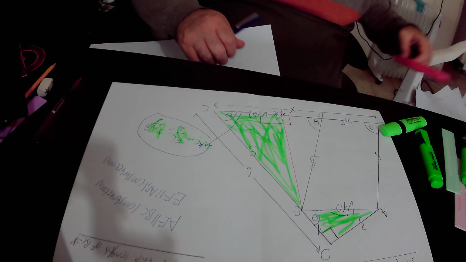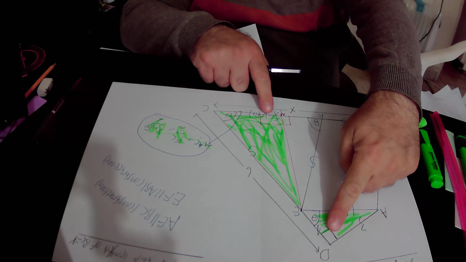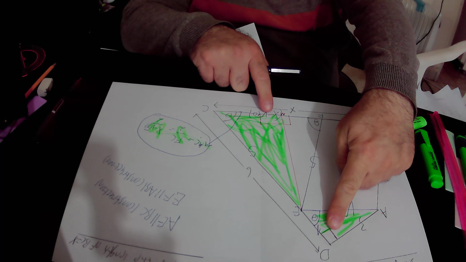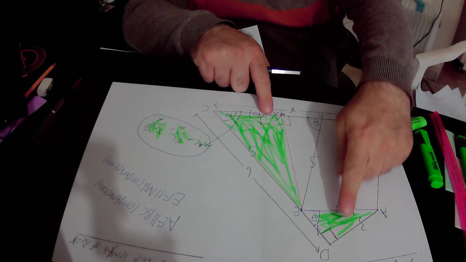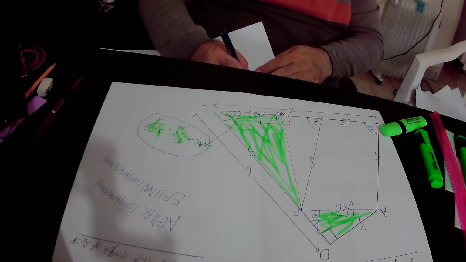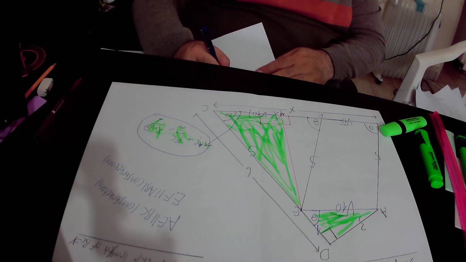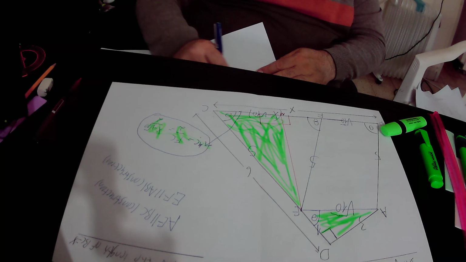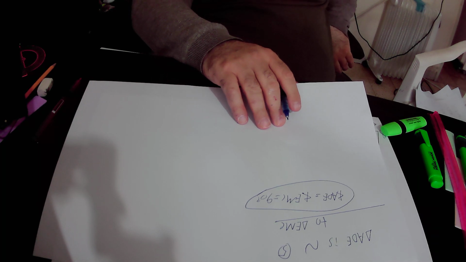First of all, those two angles are both equal to 90 degrees, therefore they are equal to each other. So angle ADE of triangle ADE equals angle EMC. They are both equal to 90 degrees. I'll repeat again: angle ADE equals angle EMC equals 90 degrees.